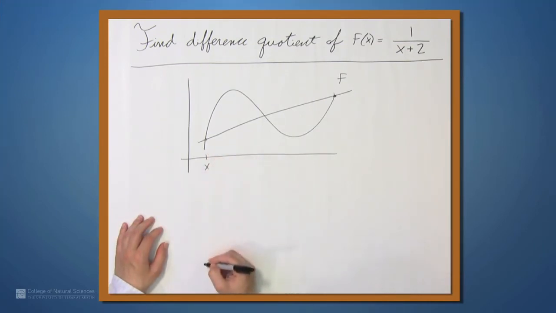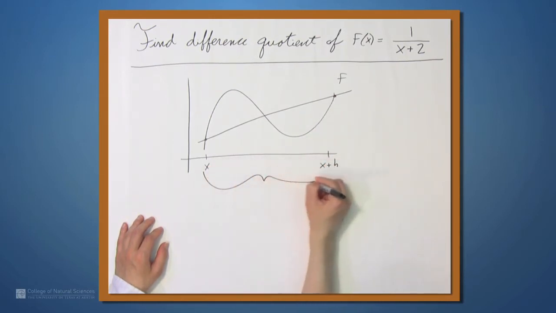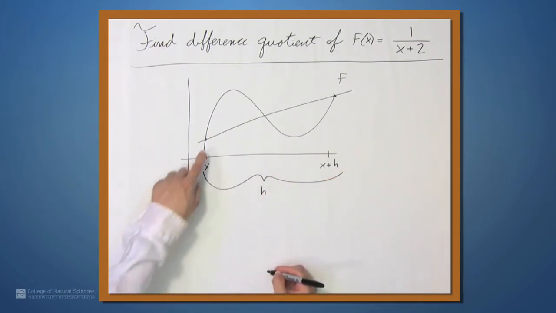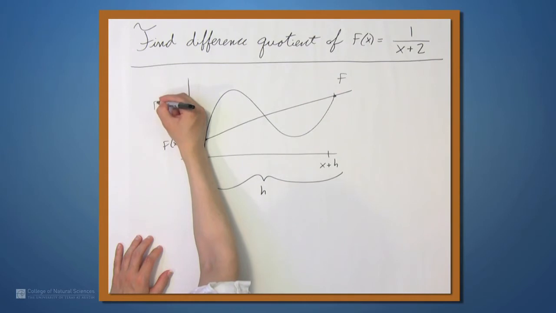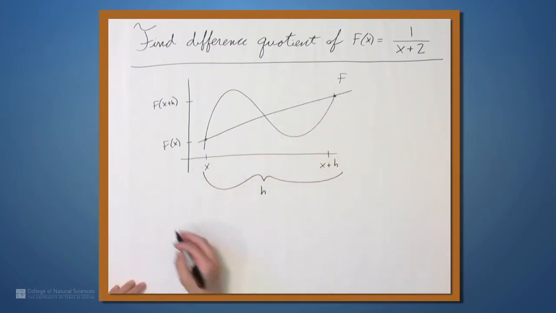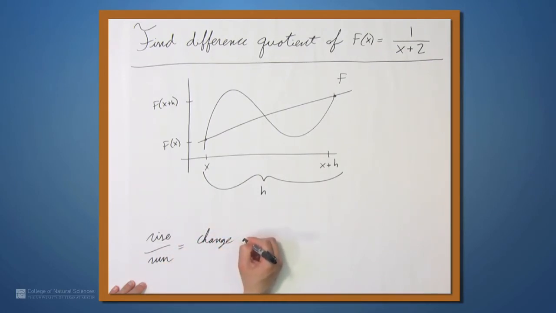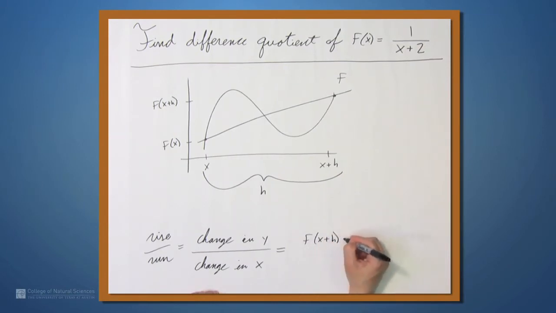So if we call the x-coordinate of this point x, and the x-coordinate of this point x plus h, between these two things now we have a distance of h. If we trace each point over to the y-axis, here we get f of x, and here we get f of x plus h. What's the difference quotient? It's just the slope of this line. So the slope of the line, remember, it's rise over run. Change in y over change in x. Change in y is just the distance between these two things, so it's f of x plus h minus f of x, all over h.